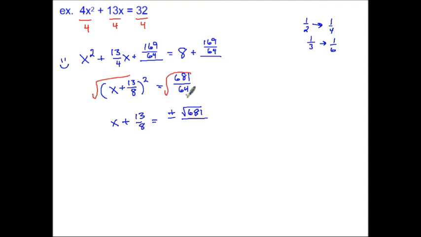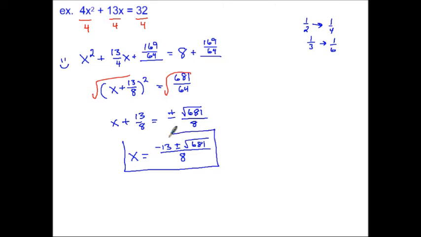And then, of course, the square root of 64 is a nice clean 8, so notice I've made that 8 outside of the square root symbol. Here are the same basic steps as in the last problem. I just have to get rid of the 13/8, so I subtracted it from both sides, and now I've got negative 13/8 plus or minus the square root of 681 over 8. Now notice, since I have common denominators, I can slam it together into one great big fraction, and I have something that should look very familiar to you. That would be the answer to that relatively messy equation.